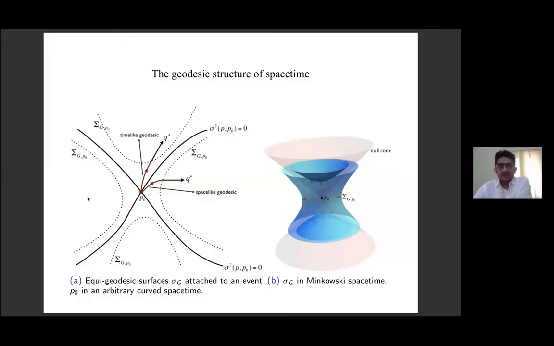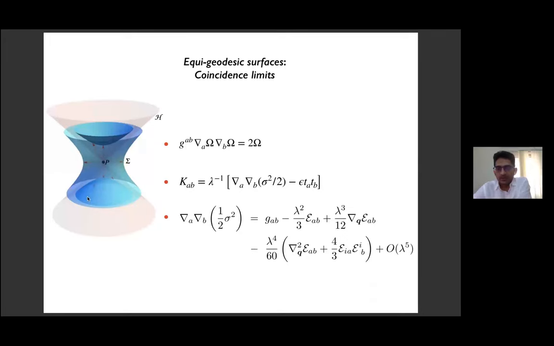So this is essentially the geodesic structure of space-time, which characterizes all the tools that I would require to set up my effective metric. Here are some of the mathematical identities. I will just rush through this part because some time has already gone by. If there are questions, I can come back to this slide. It only indicates how the second derivatives of omega are related to the extrinsic curvature. I already indicated this relation earlier. Here is a more detailed version of the same.